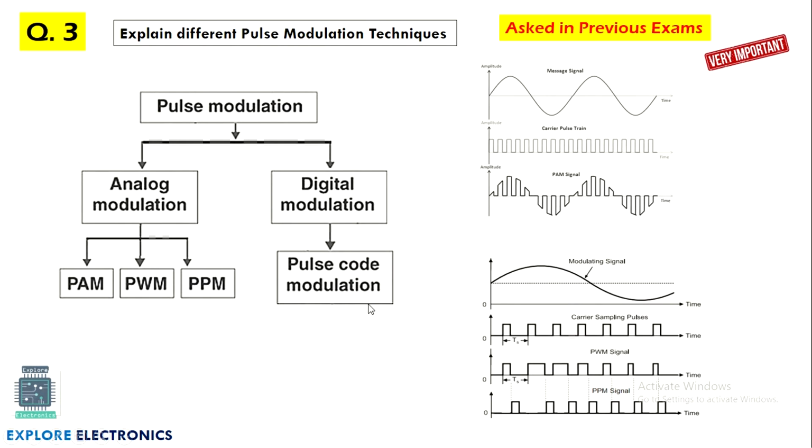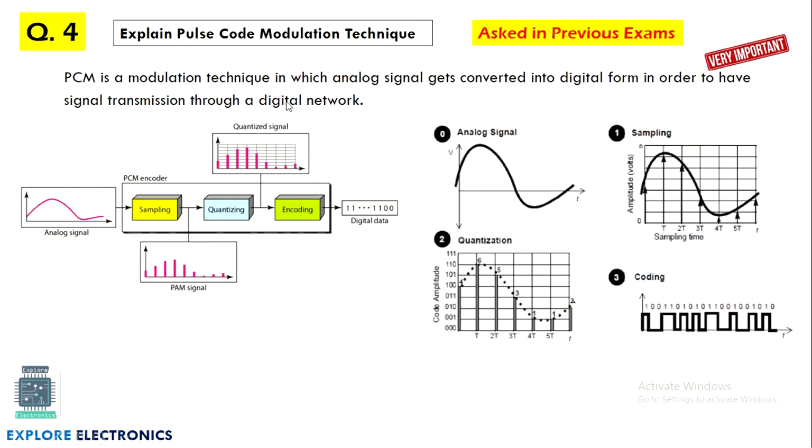Next one is explain different pulse modulation techniques. In pulse modulation, we have four types: PAM, PWM, PPM and PCM. And here you need to just explain in brief how the PAM waveform is going to be generated, the PWM waveform, and PPM. Similarly, pulse code modulation will have a block diagram. If they ask you to write pulse code modulation, you need to write sampling also. So here is the pulse code modulation technique.